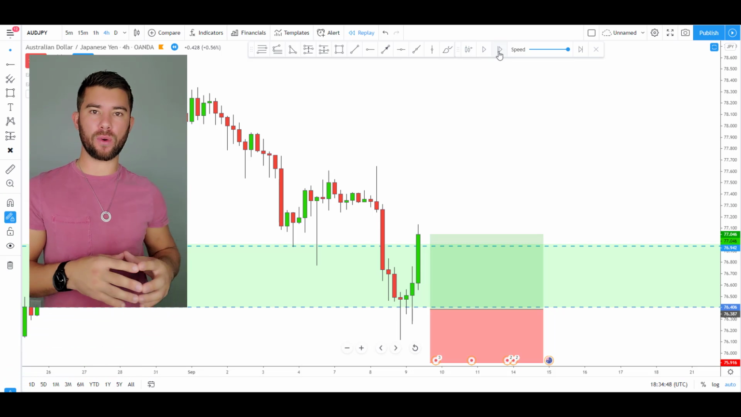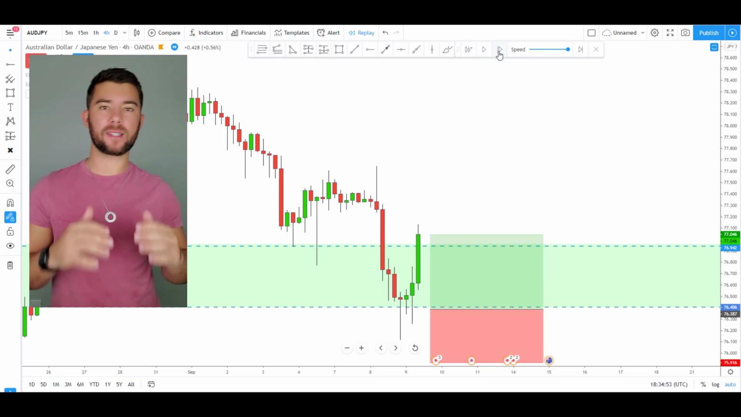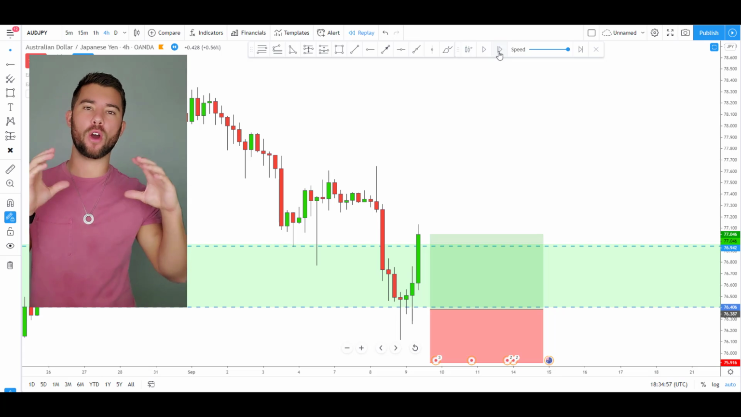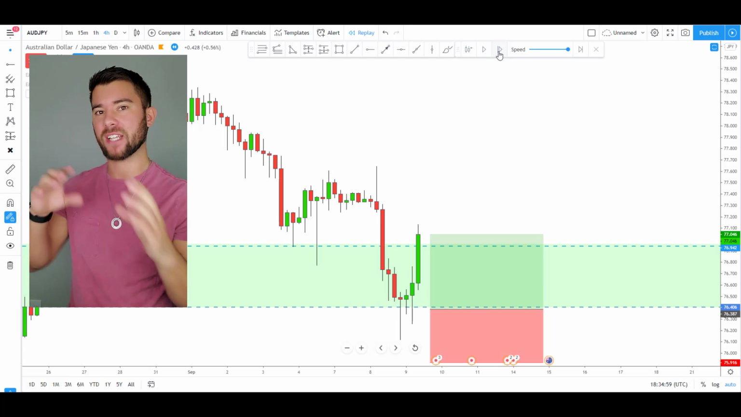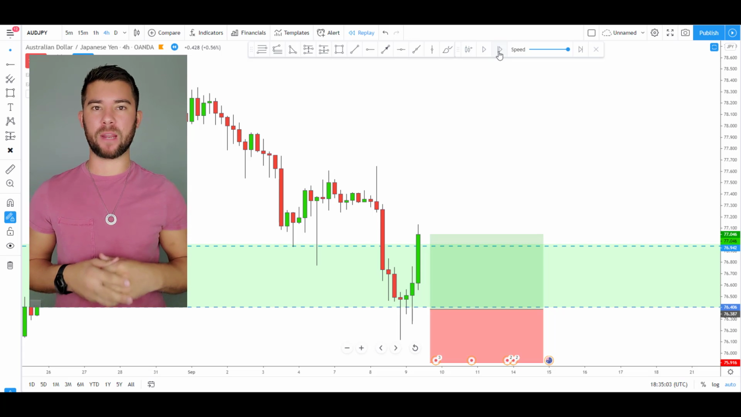Now, this trade was based on a fantastic technique called top-down analysis. And for those of you who are new, this just means looking at the overall picture of a market based on a higher time frame and then trading based on a lower time frame entry signal.